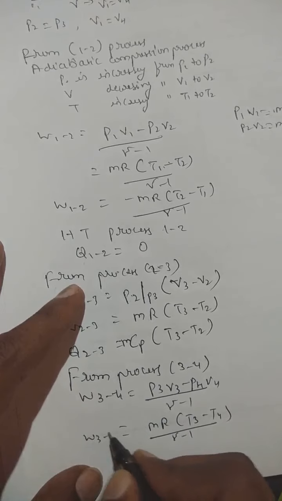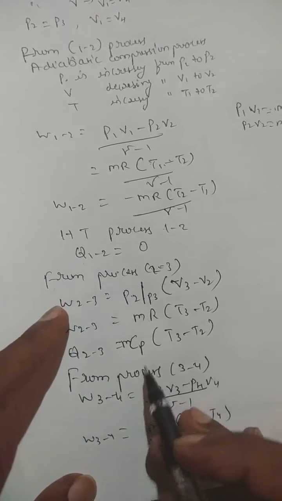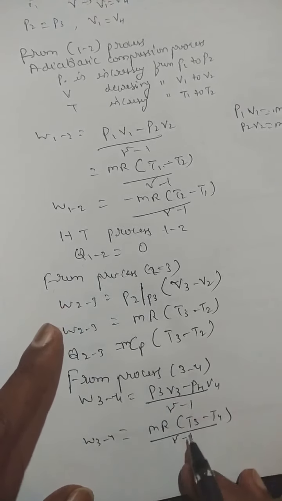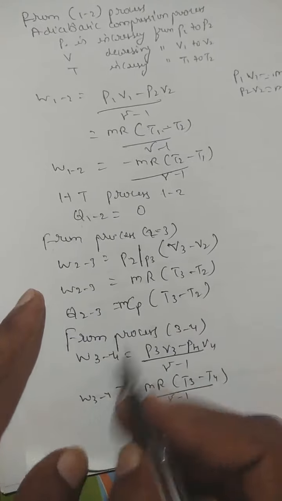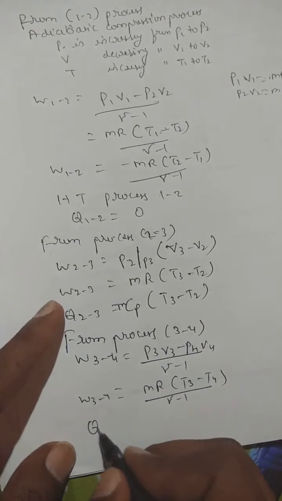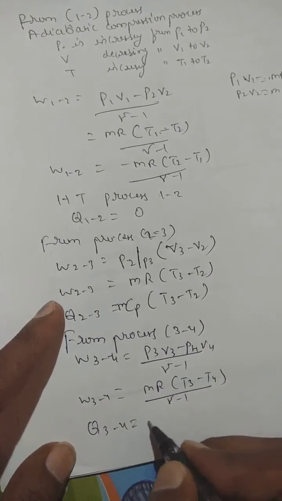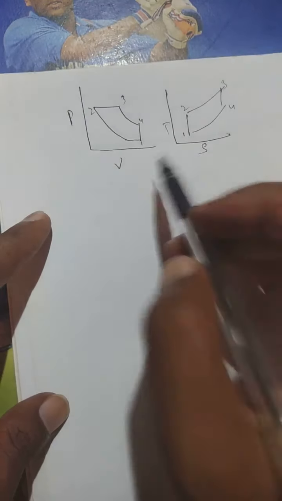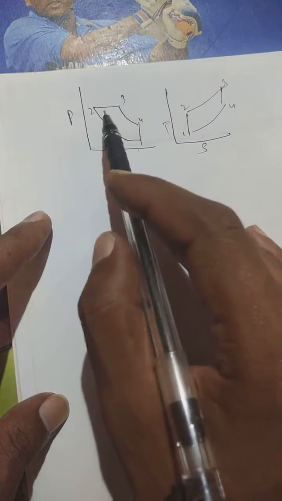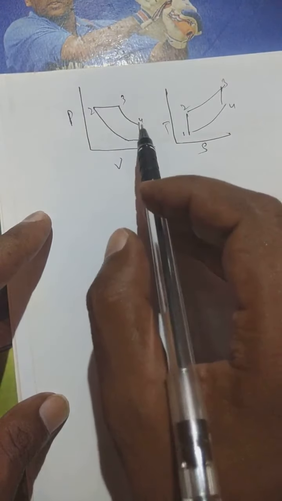You know very well how we can convert P and V in terms of temperature. And what is the heat transfer during this adiabatic process 3 to 4? It will always be 0 because it is an adiabatic process. Now we have found the work done and heat transfer for processes 1 to 2, 2 to 3 and 3 to 4. Now the remaining is the 4 to 1 process.